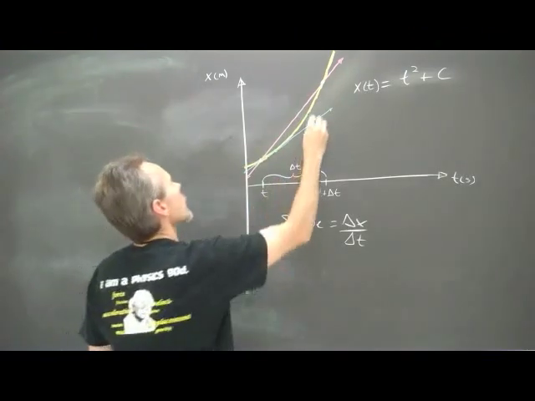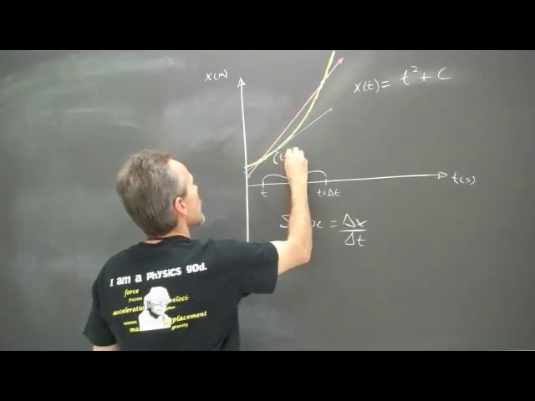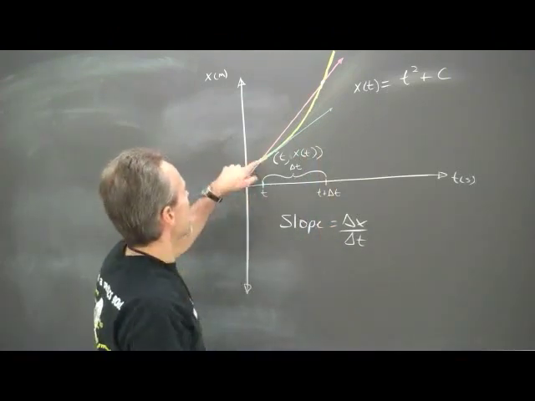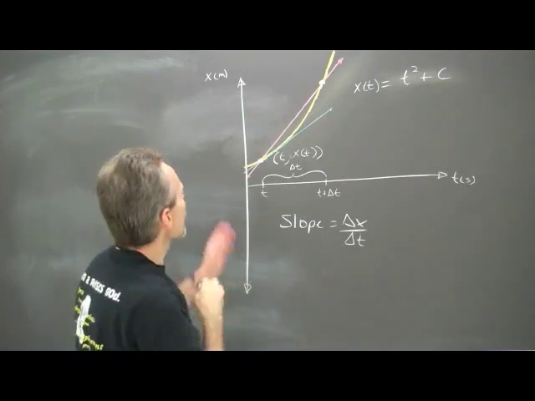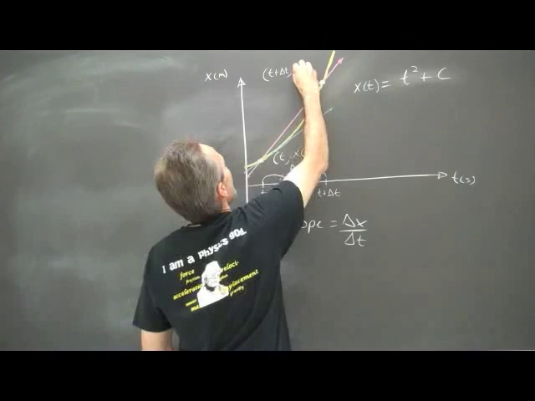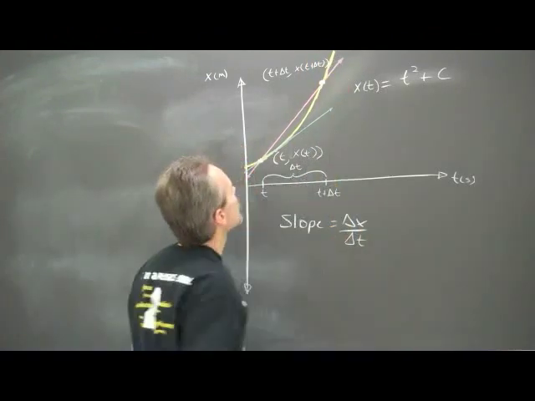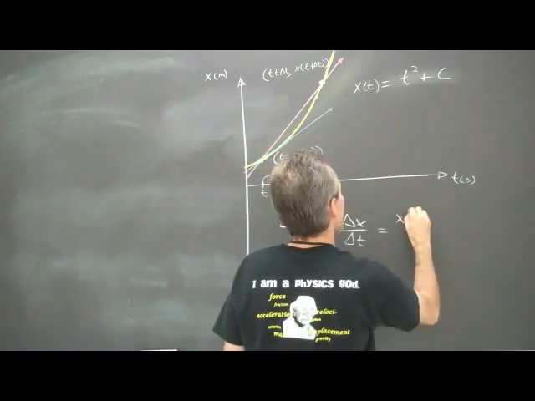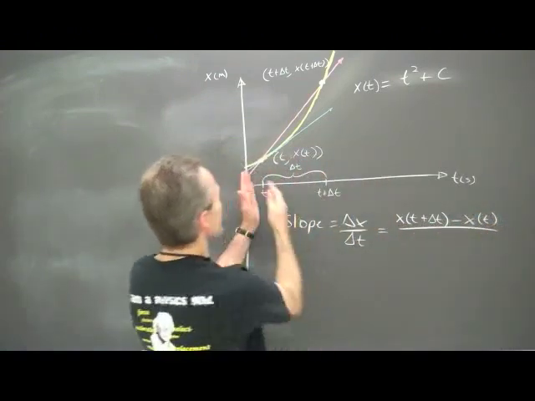So let's say we need to find what the coordinates of these two locations are. So I know that the coordinate of that location is t, x evaluated at t. That is the coordinate of that pair. That's the ordered pair there. I need to know, likewise, what is the ordered pair at that location. Well, notice I've moved from t over to t plus delta t. So that location is going to be t plus delta t, and it's going to be x evaluated at t plus delta t. So the slope ends up being my final x location, x evaluated at t plus delta t, minus x evaluated at t, all over the delta t, which is just delta t.